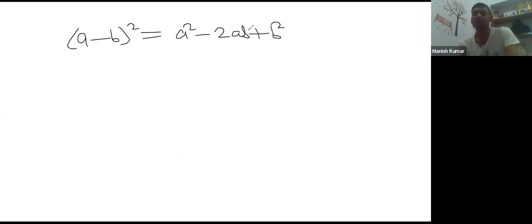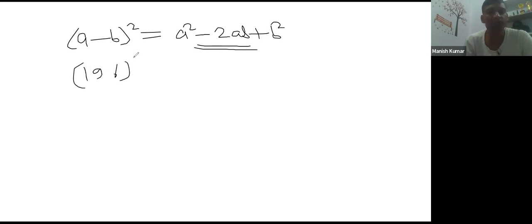In the case of A plus B whole square, we are writing A square plus B square plus 2AB, means all are positive. And in A minus B the whole square, we are taking minus 2AB, means here the sign is changed. A square and B square will be positive only, okay? Means similar terms are positive only, like A square and B square both are squares, they will be positive, and minus 2AB, okay? Remember this formula. So using this formula, you have to calculate 196 whole square.